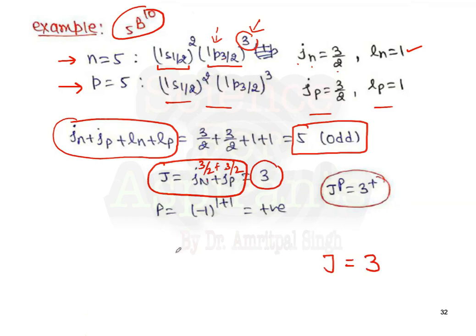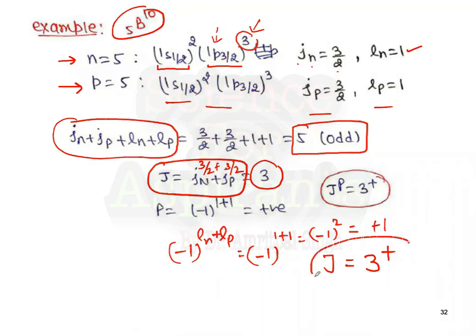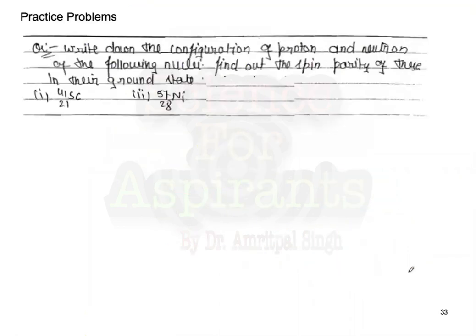So parity is (-1) to the power Ln plus Lp, that is 1 plus 1, so (-1) squared, it will become even parity. So our ground state spin and parity for boron-10 will be equal to 3+. So this is how you can solve such problems. So let us try to do some important problems.